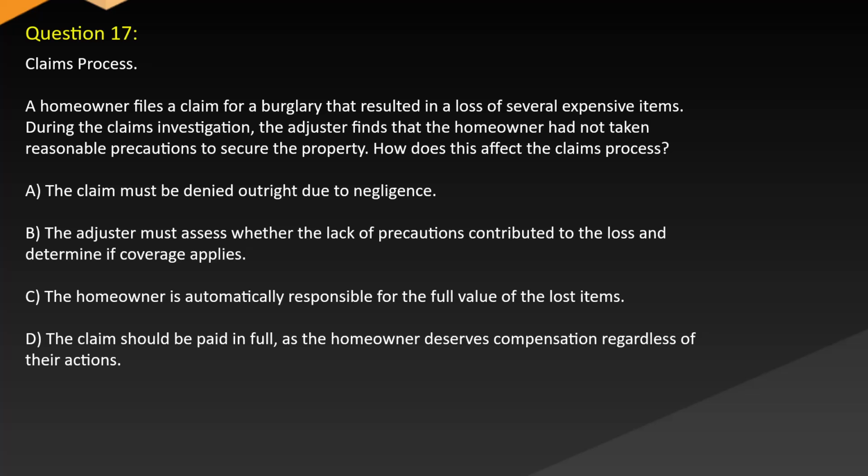Claims process. A homeowner files a claim for a burglary that resulted in a loss of several expensive items. During the claims investigation, the adjuster finds that the homeowner had not taken reasonable precautions to secure the property. How does this affect the claims process? A. The claim must be denied outright due to negligence. B. The adjuster must assess whether the lack of precautions contributed to the loss and determine if coverage applies. C. The homeowner is automatically responsible for the full value of the lost items. D. The claim should be paid in full, as the homeowner deserves compensation regardless of their actions.